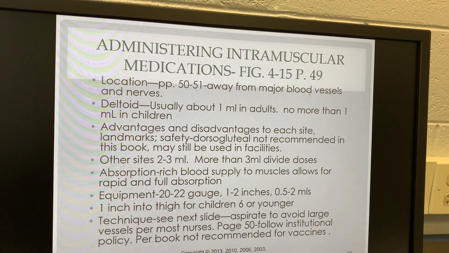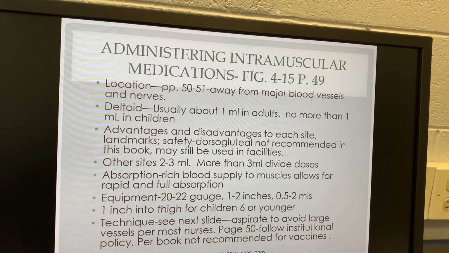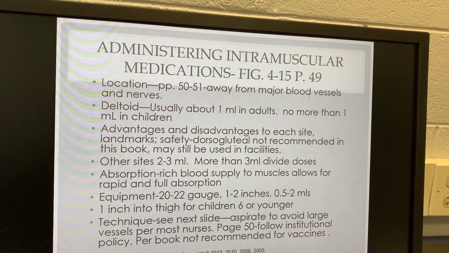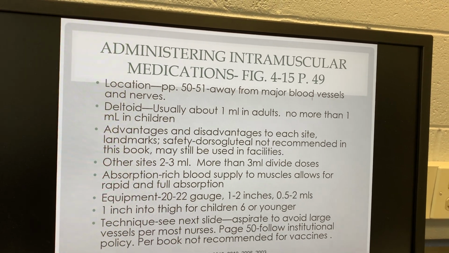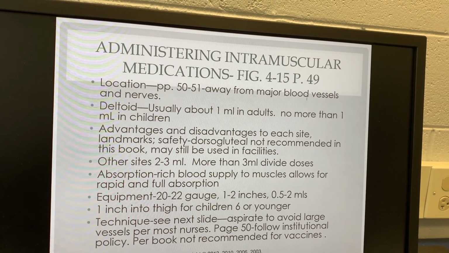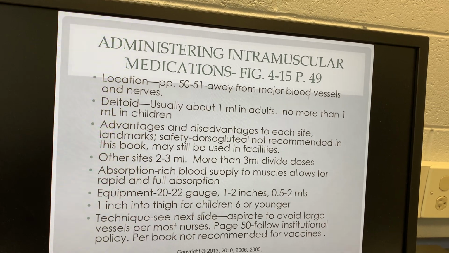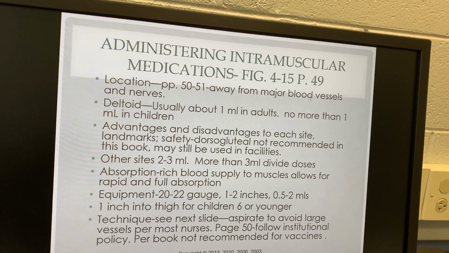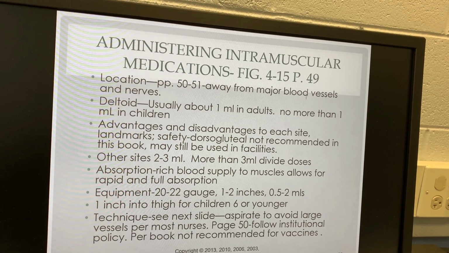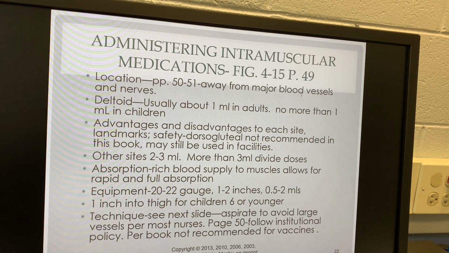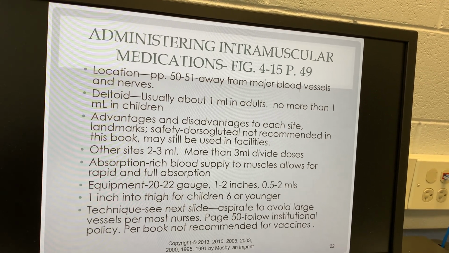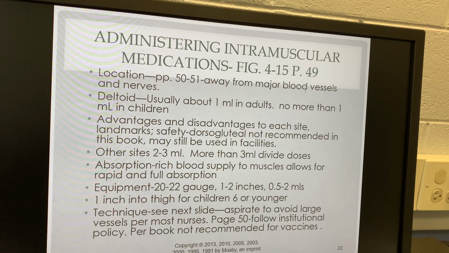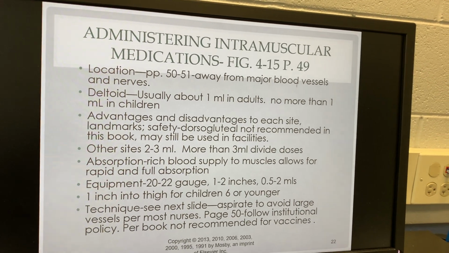Other sites, the arm, you can only give about 1 milliliter. Other sites, you can give 2 to 3 milliliters. More than 3 milliliters, you need to divide your doses. Intramuscular injection allows for more rapid absorption and the ability to absorb fully over hours to days, depending on the type of medication.